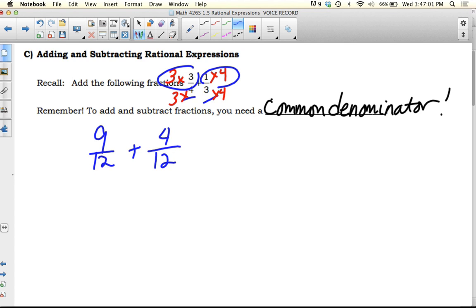Okay, so now I can properly add these two fractions because I have a common denominator of 12, and I can just add right across, which is 13 over 12, not over 24. Don't add those denominators, okay? It's just over the same denominator, okay? So we're going to use that idea to now do this with rational expressions, okay?